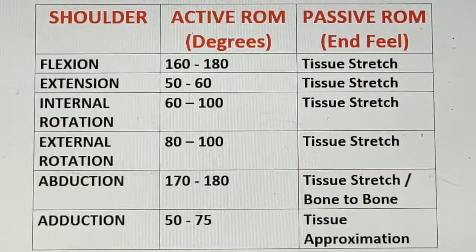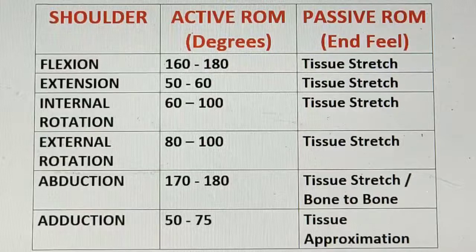The next will be the shoulder range of motion values. We're going to be talking about the normal range of motion values for the shoulder joint. The movements are the following. We have the flexion of the shoulder joint, and the active range of motion in degrees should be from 160 degrees to 180. This is the normal value of the flexion range of motion of the shoulder. For passive range of motion, we're looking at the end feel, which is the tissue stretch.